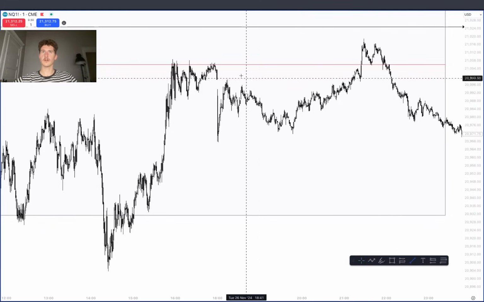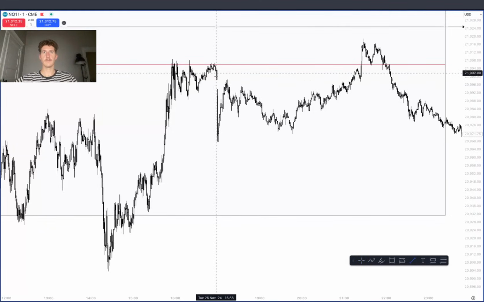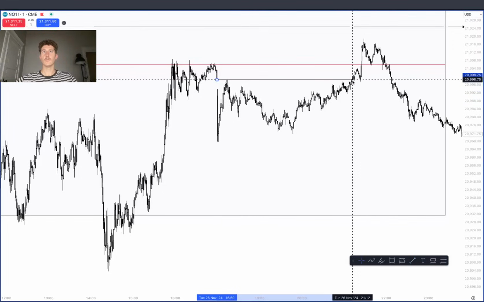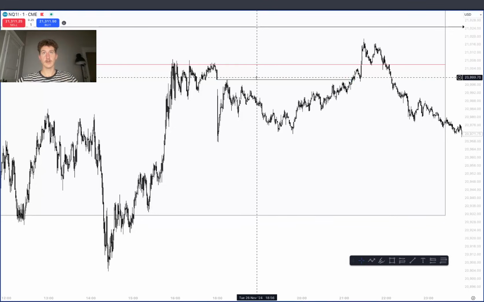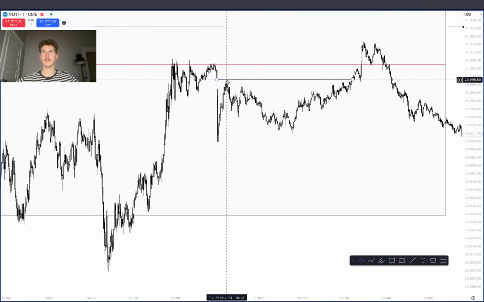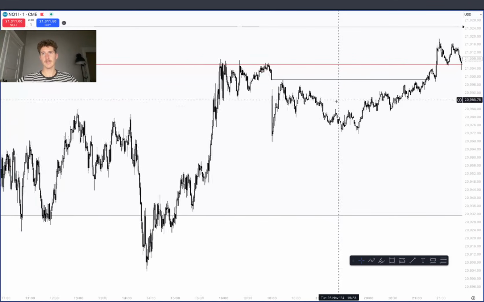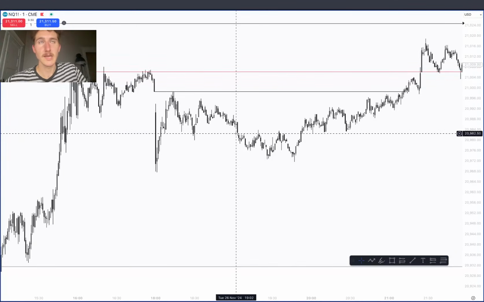So first things first, market opens with a gap. I'm looking at that gap thinking it's probably going to get filled, so I'm waiting for it to get filled. Step 1, it does get tapped here. I guess you could consider that a fill because it touches basically exactly to the tick.